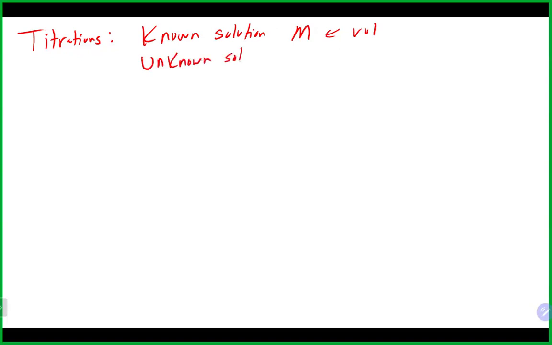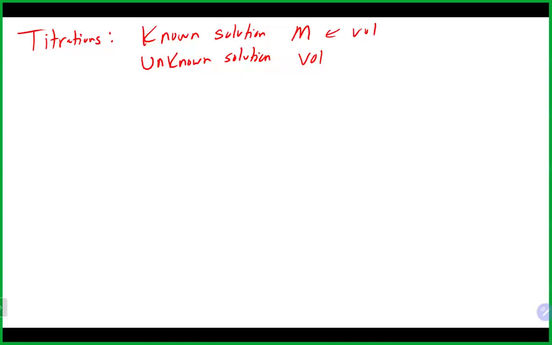When we do a titration, there's usually what is sometimes referred to as a known solution. A known solution means you know the molarity of it, and you usually know the volume that you used of it. So you'll know pretty much everything about one solution. Usually, as well, there's an unknown solution. With that unknown solution, maybe you only know the volume of it. You might not know the molarity of it or anything like that.